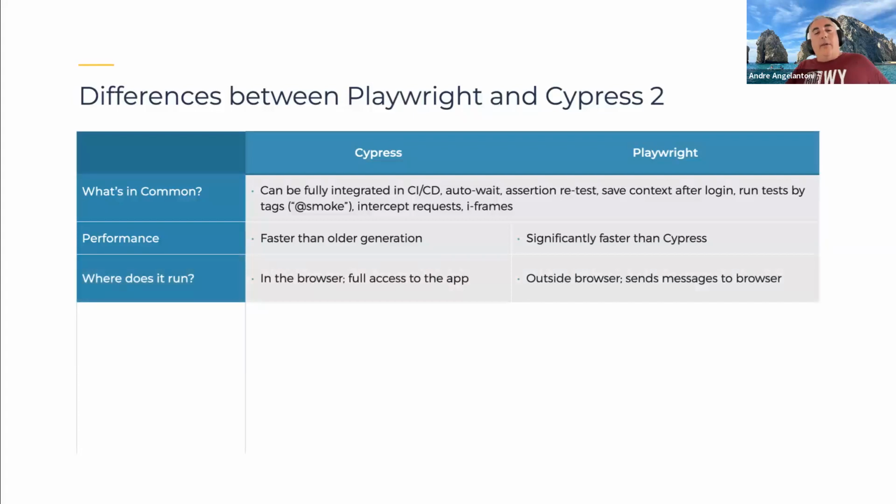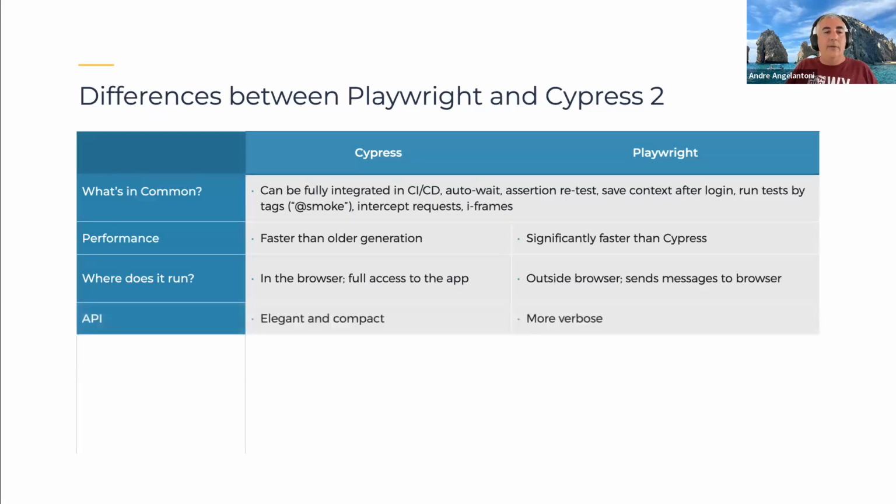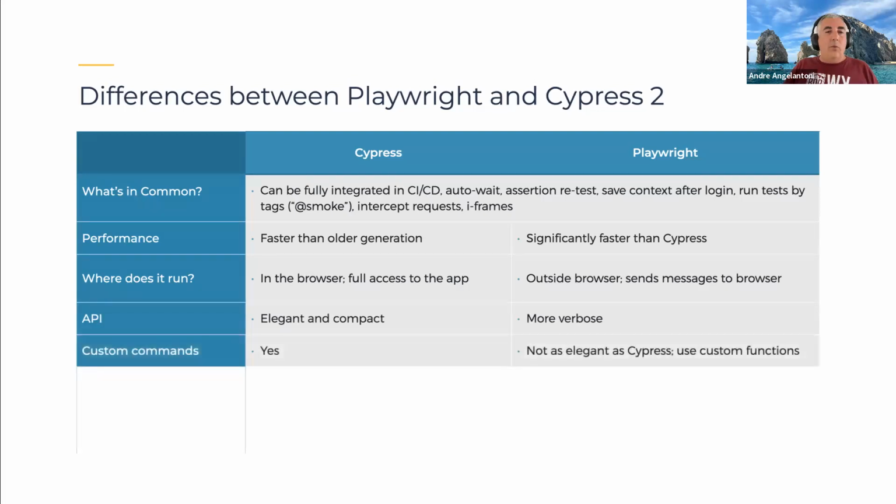Okay, where does it run? Now here's the benefit of Cypress, but also its drawback. It does run in the browser, and that means that you have full access to the app. That's amazing. That's going to allow you to do some tests pretty slick. But Playwright is outside of the browser and it sends messages to it. You can still get access to almost everything, maybe even everything, but it does mean that some things are a little bit easier than in Cypress. The API is elegant and compact in Cypress, more verbose in Playwright. I'll show that in an example.